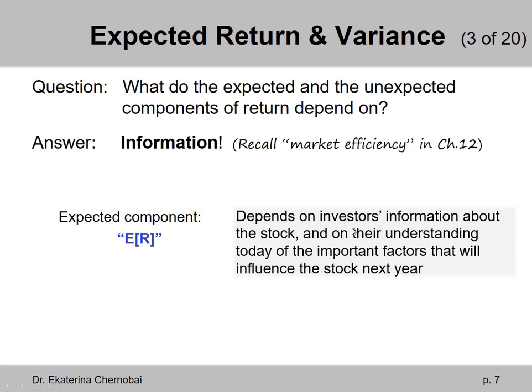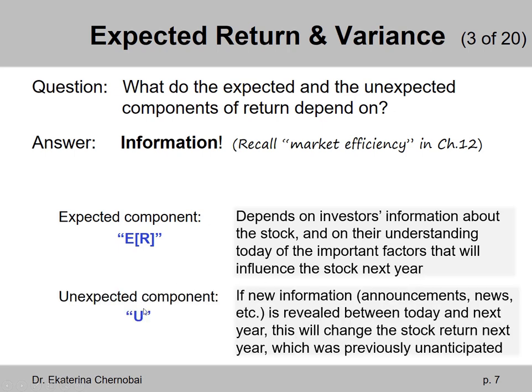Or maybe we can say it differently. They would expect that the company will be more profitable and make higher profit every year, which will allow the company to pay higher dividends to investors. So maybe all of that information, actually not maybe, this is exactly how the expected return component is determined. So the expected component of return, E and R in the brackets, depends on investors' information about the stock and on their understanding today of the important factors that will influence the stock next year.